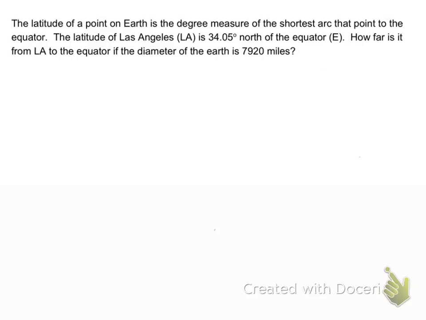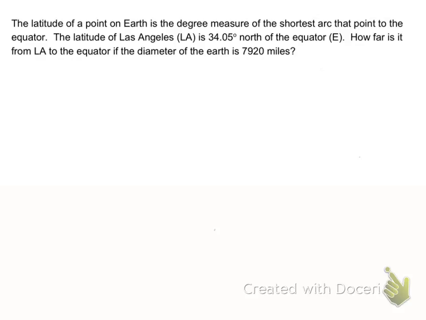Okay, so the shortest arc from the point to the equator is a latitude, okay? I know I spelled it wrong, so it's Los Angeles. It is 34.05 degrees north of the equator. How far is LA to the equator if the diameter of Earth is 7,920 miles?